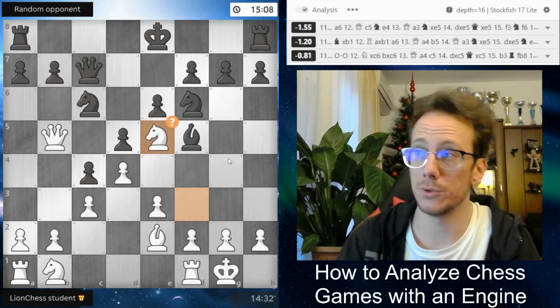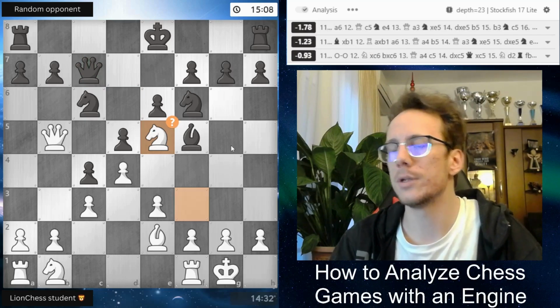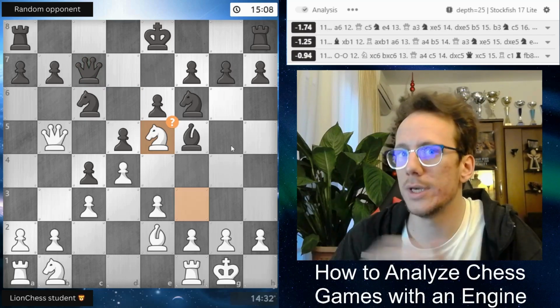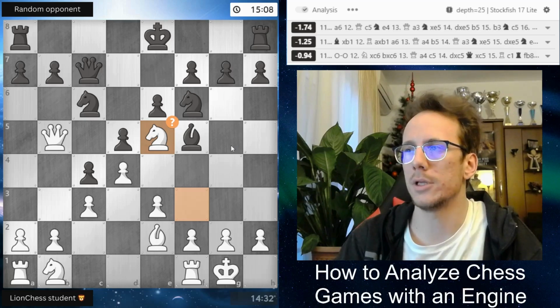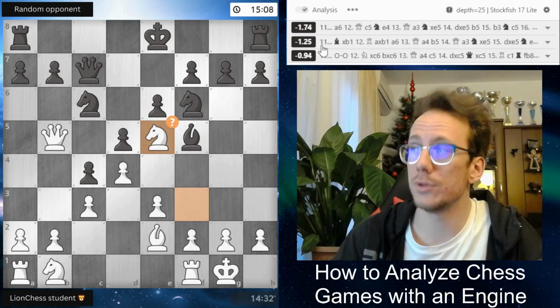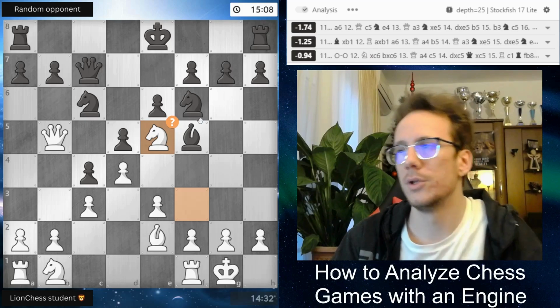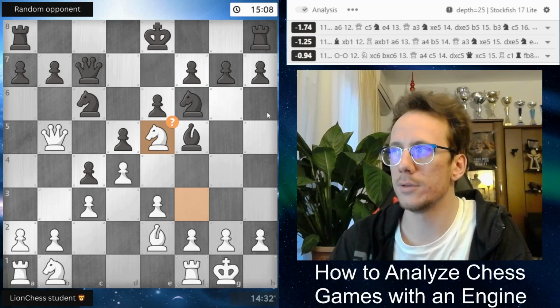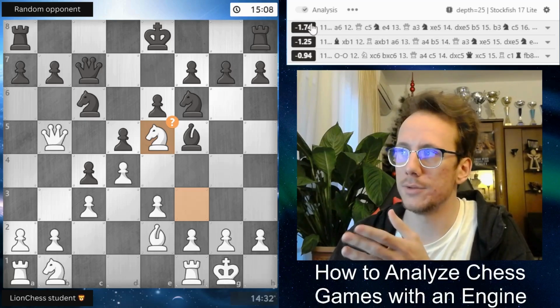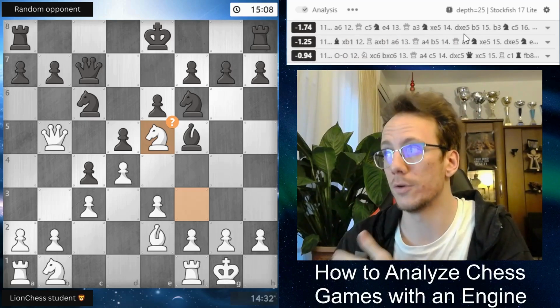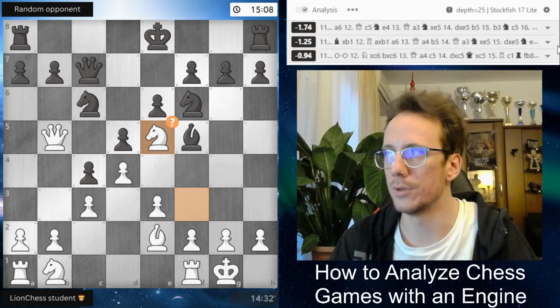So now you can use your dear friend, the engine, and you can essentially have a conversation with the engine. What does that mean? Basically, you play one side, and the engine tells you what the other side should play. So right now, the engine is trying to say, this is the evaluation after this sequence of moves. So that's how we read the engine in the first place.